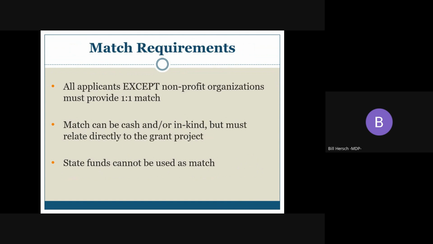All applicants, except for nonprofit organizations, are required to provide a one-to-one match. This can be cash or it can be an in-kind match, but the match must be directly related to the grant project. A list of eligible and ineligible examples of matching funds are found in our grant guidelines. Most importantly, other state funds cannot be used as a match. The match must be funded through private capital or non-state grants.